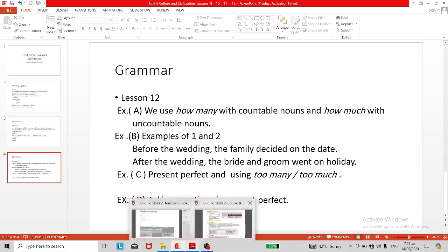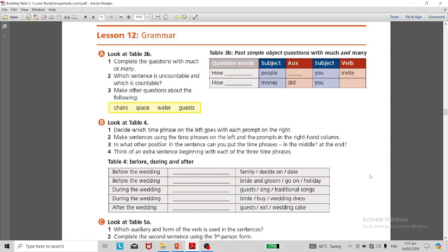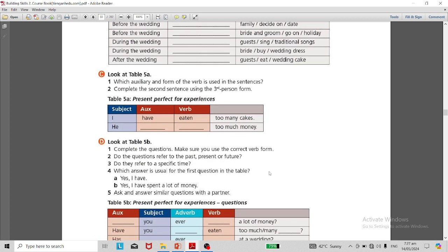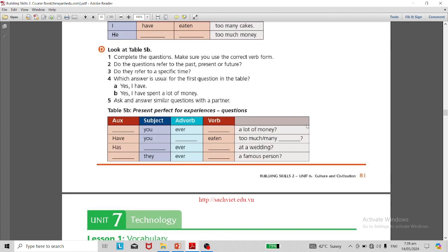Exercise C. Look at table 5A. Which auxiliary and form of the verb is used in the sentences? To complete the second sentence using the third person form, you see third person form. I have eaten too many cakes. He. So you have to use here third person. Of course, we use has and you write here the past participle form.